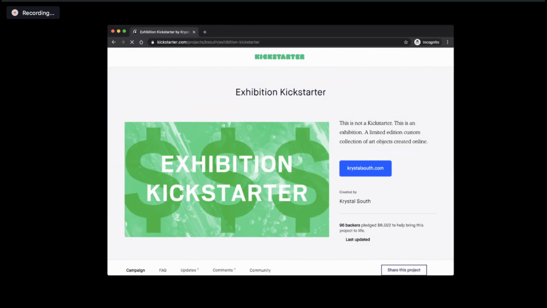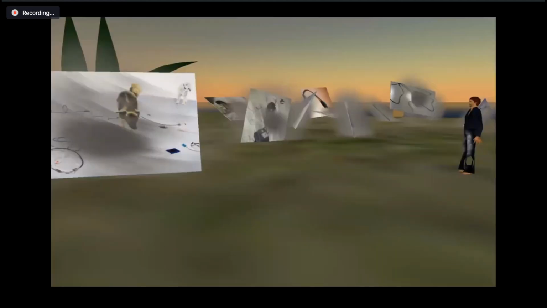One example I always like to cite is this project by Crystal South, which was an exhibition Kickstarter. And I love the text. "This is not a Kickstarter, this is an exhibition. A limited edition custom collection of art objects created online." Or we have Miltos Menedes's Second Life Desert exhibition, which took place, I think, in 2008 as an outdoor exhibition of digital works in Second Life. There's this proliferation of forms.